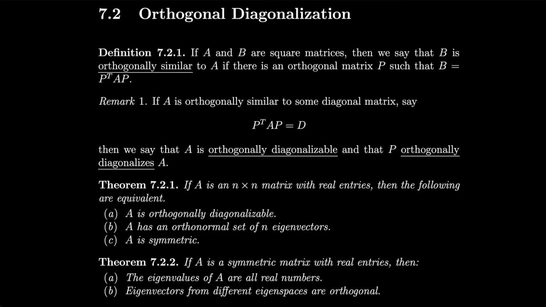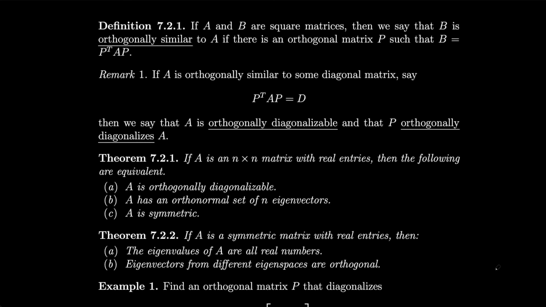If A is an n by n matrix with real entries, then the following are equivalent. A is orthogonally diagonalizable if and only if A has an orthonormal set of n eigenvectors, if and only if A is symmetric. If A is a symmetric matrix with real entries, then the eigenvalues of A are all real numbers, and eigenvectors from different eigenspaces are orthogonal.